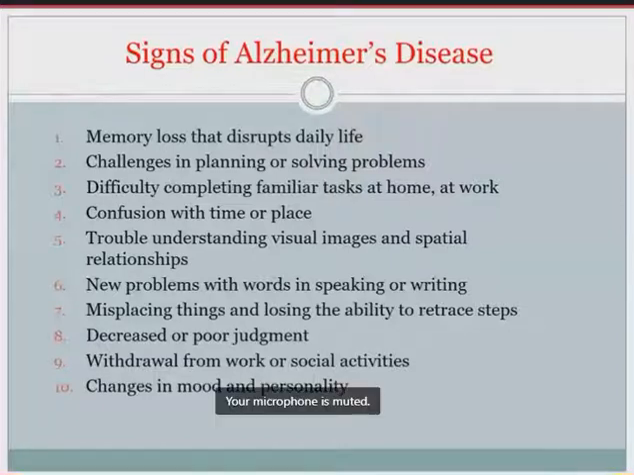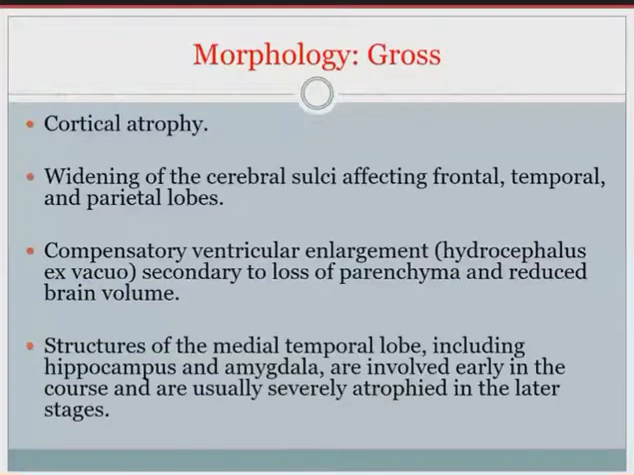Okay, so in morphology, you have a cortical atrophy. There is widening of the sulci affecting the frontal, temporal, and parietal lobes. Similarly, there is a compensatory ventricular enlargement that is secondary to loss of parenchyma and reduced brain volume. The structures of the medial temporal lobe, including hippocampus and amygdala, are involved in the early course and may be severely atrophied in the later stage. So the basic thing in this morphology, just remember that there is a cortical atrophy, widening of the sulci, and there may be compensatory ventricular enlargement.